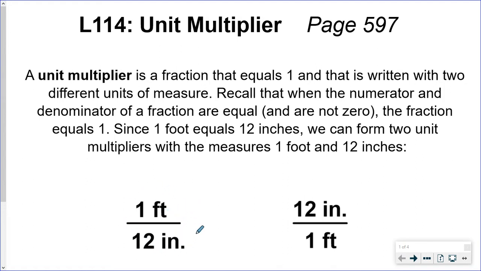So this right here is a fraction. If we look at the definition, it's a fraction that's equal to 1. This is equal to 1, but it's written with two different units of measurement. One has foot on top, one has inches on the bottom. So this is one way to write this unit multiplier. Another way to write the same unit multiplier is just switching those two around. So I could put the 12 inches on top and the 1 foot on the bottom.